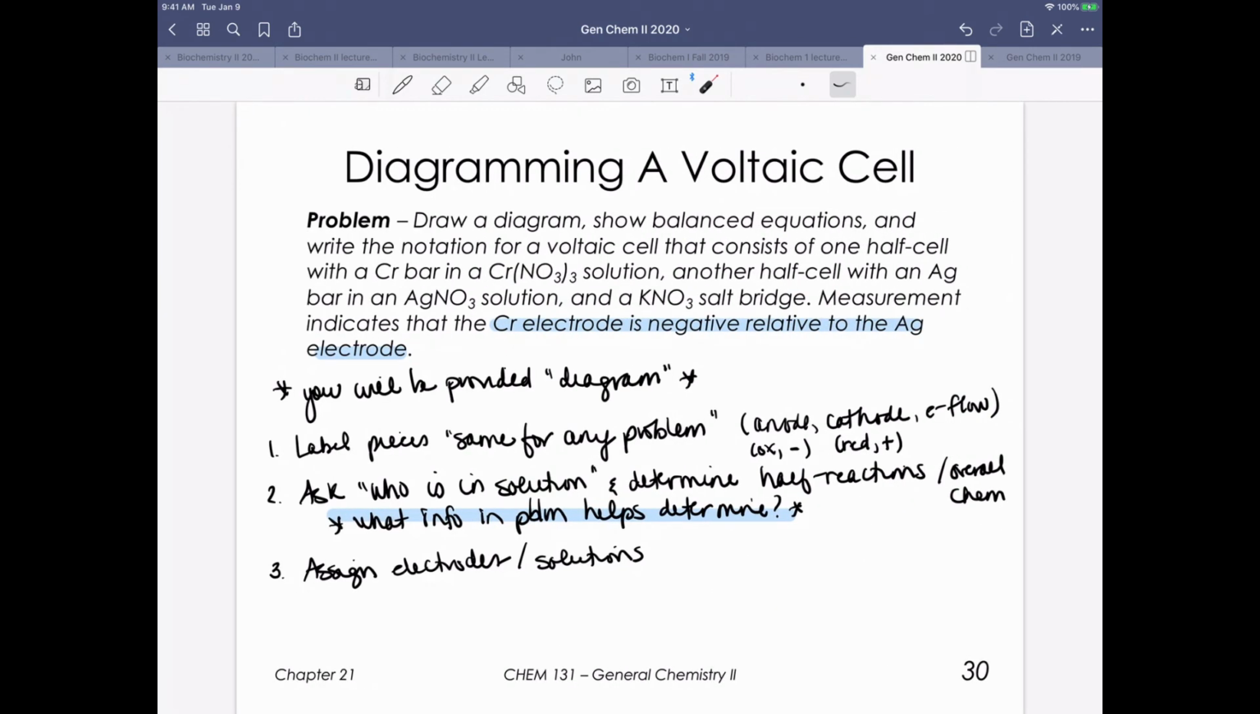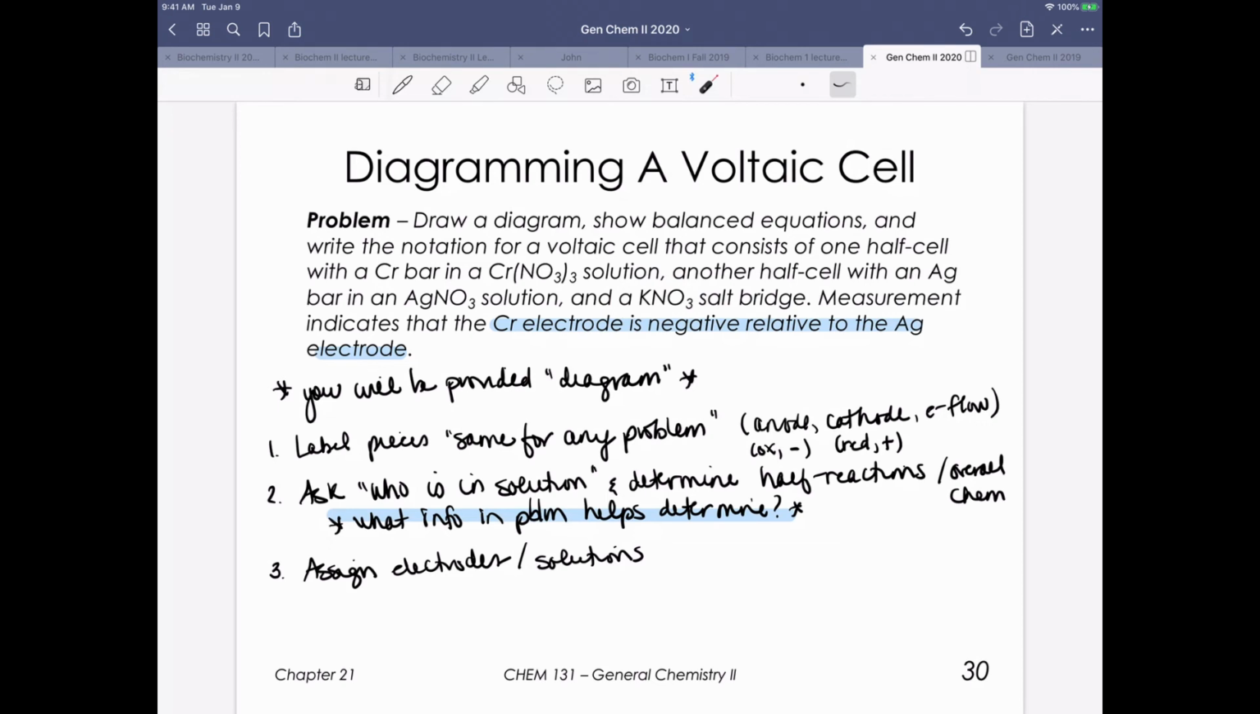All right, you ready to try one on our own? So this is a sample problem. I think it's sample problem 20.2 in your textbook: how to diagram a voltaic cell. So this has a lot of information it's asking us to provide. It says draw the diagram, show balanced equations, and then write the notation for a voltaic cell that consists of one half cell with a chromium bar and a chromium nitrate solution, another half cell with a silver bar and a silver nitrate solution, and they tell us that we've got a potassium nitrate salt bridge.